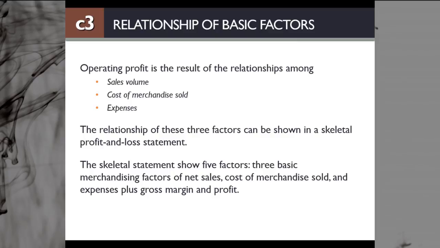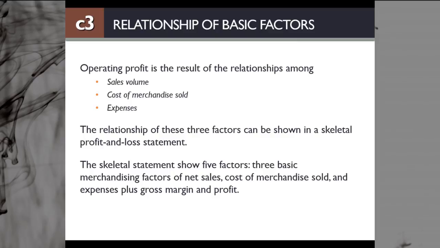The relationship of these 3 factors can be shown in a skeletal profit and loss statement. The reason we call it a skeleton statement is because it contains only the major components of the profit and loss without showing in detail how the 3 factors are computed. Also, if you look at this statement, it looks like a skeletal structure. So it's also called a skeletal profit and loss statement or income statement, and so on. You have to know more details about that.